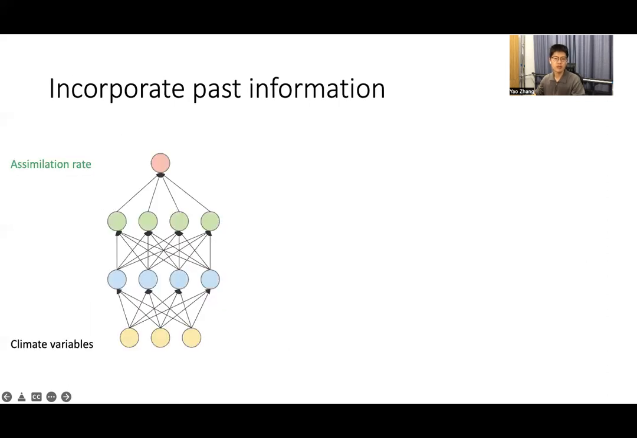Another approach is to allow the information to flow from one time step to the next, so that a neural network can memorize information from the previous state. For example, in this first time step, we will use climate variables and a neural network to predict the GPP.